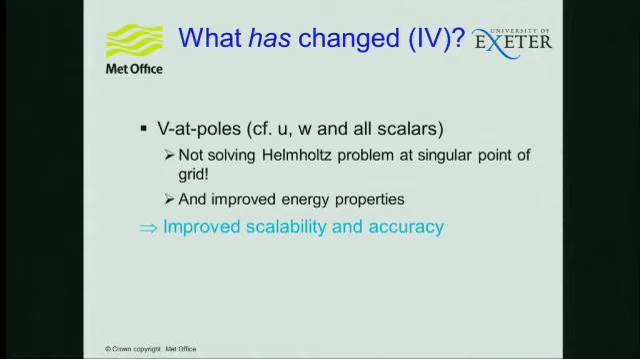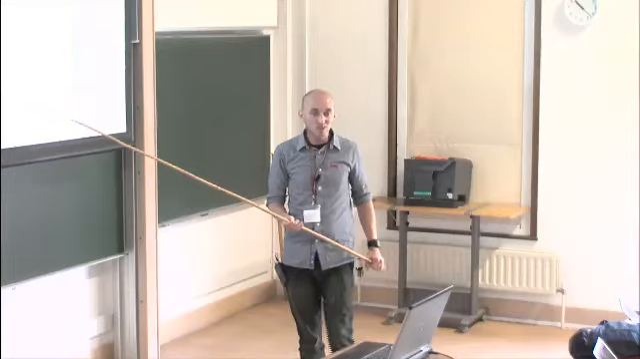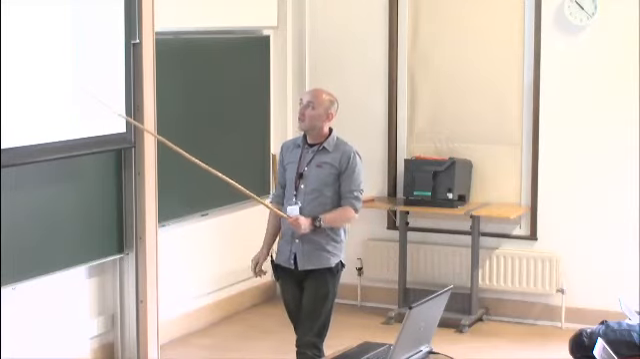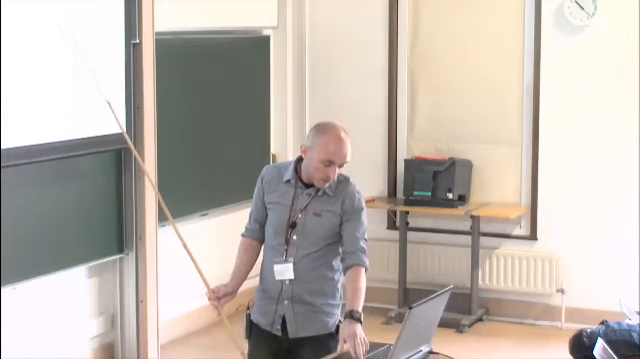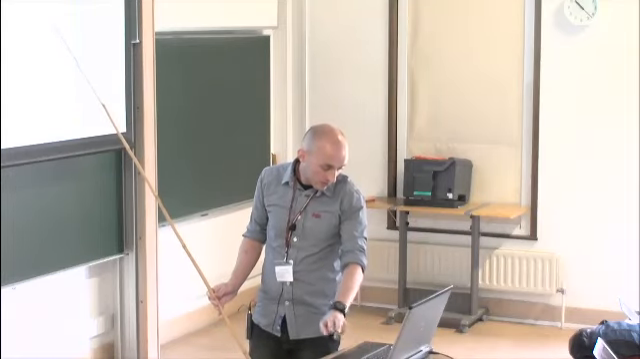So the final thing that changed, so I mentioned we use the same latitude-longitude grid. That's not exactly true. We've shifted what we store at the poles of the staggered grid from storing our vertical velocity and scalar variables to storing the v velocity now. In particular, this means we're not solving the Helmholtz equation at the pole, and this is a good thing. The pole's a singular point, so you kind of want to avoid having to do too much there. It also improves the energy properties, and again, this all goes to improving the scalability and accuracy of the model.